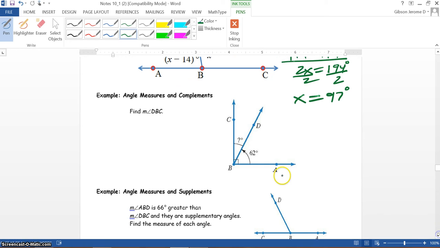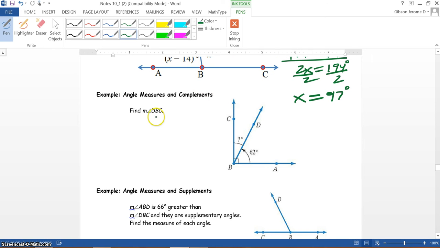Now, we scroll here, example, angle measures and complements. It says find the measure of angle DBC. Now, if you notice here, this is a 90-degree angle. But if we encompass everything, we also know this is a 90-degree angle. So we know these two angles added together must equal 90. But we see here, this is 62, right?